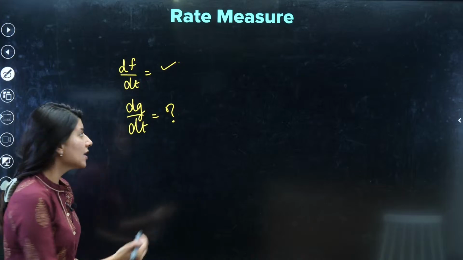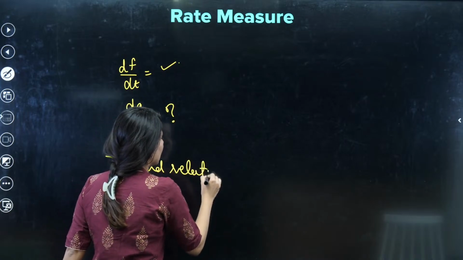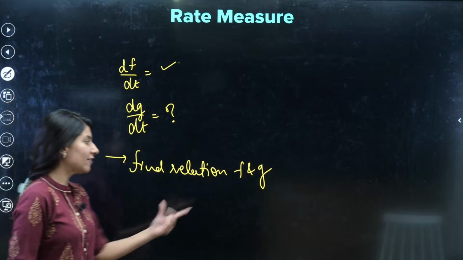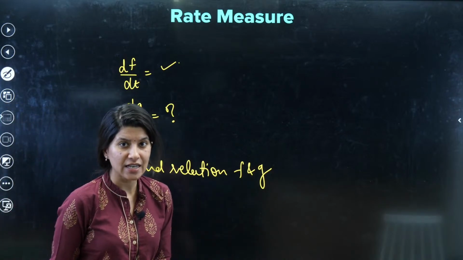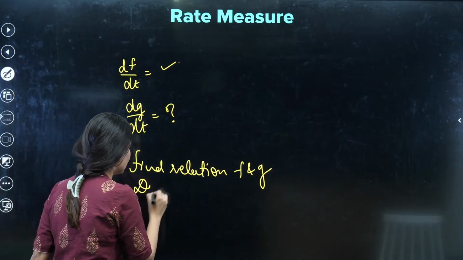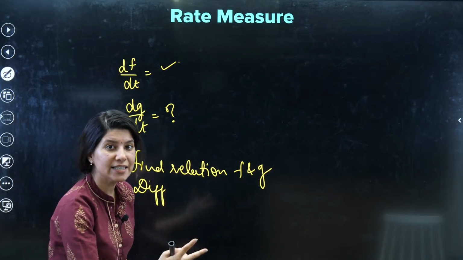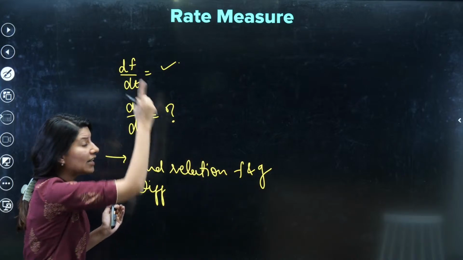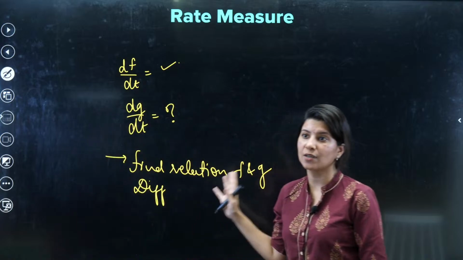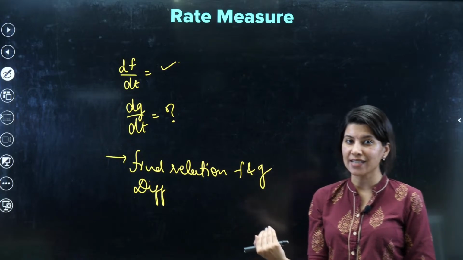What you need to do is find the relation between f and g, an equation between f and g. Once you find this equation, you need to differentiate that relation on both sides, and figure out df by dt and dg by dt in the same equation. Put the value of df by dt and get the value of dg by dt. That's how we approach rate measure problems. Shall we do one problem and see how easy it sounds?